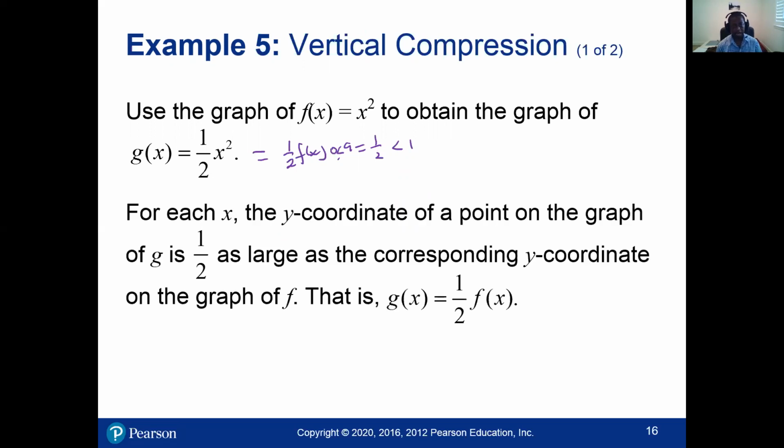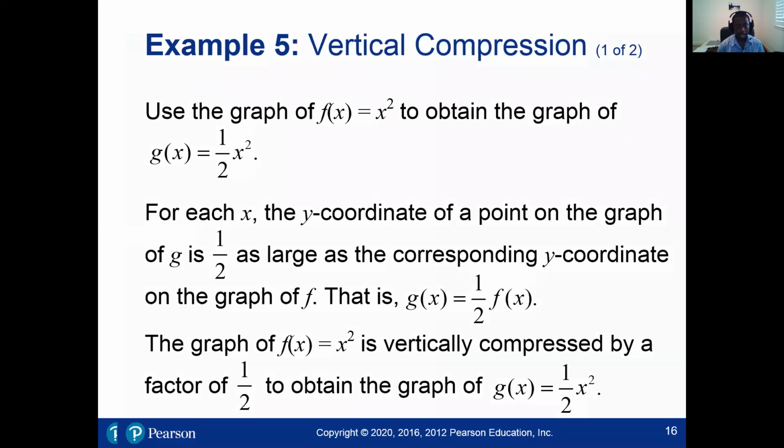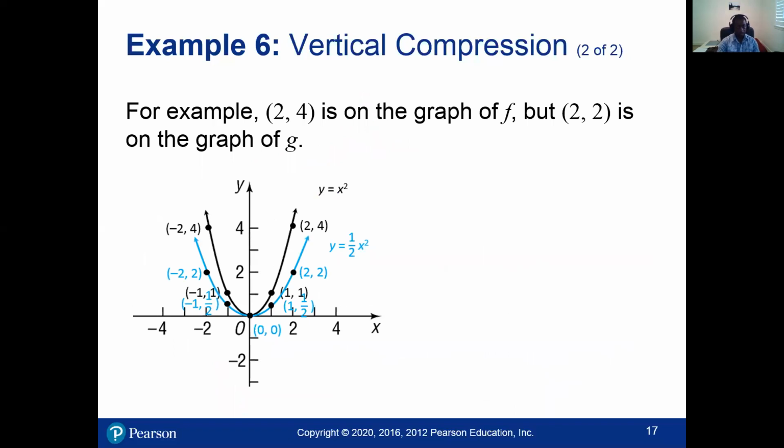Okay, so when that happens, we'll find out. It means that we're going to multiply every y coordinate on the graph of x squared by 1/2. Now what type of stretching or compression it is. All right, now because it's 1/2, it is a vertical compression by a factor of 1/2. And so we're going to have this graph, all of them on the same one.